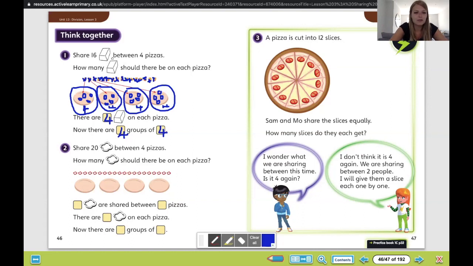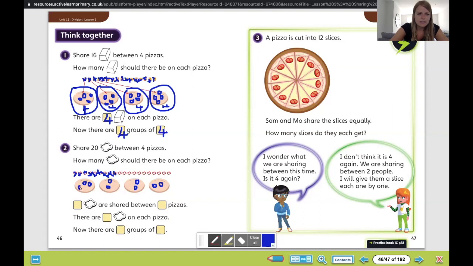Okay, so let's have a little go together. Let's begin. 1 for you, 1 for you, 1 for you, and 1 for you. And we'll start again. 1 for you. And can you see whilst I'm doing this, it's making it really clear. Every time I use a pepper, I'm crossing it off and I'm drawing it to make it really clear.